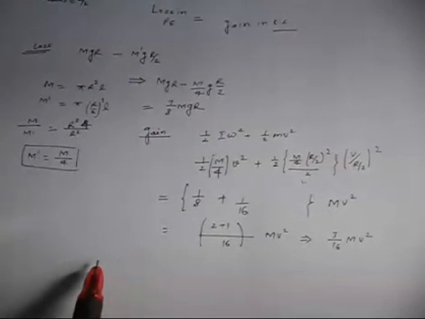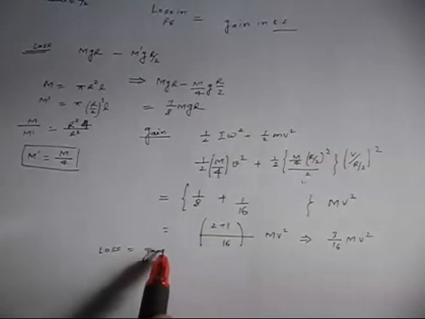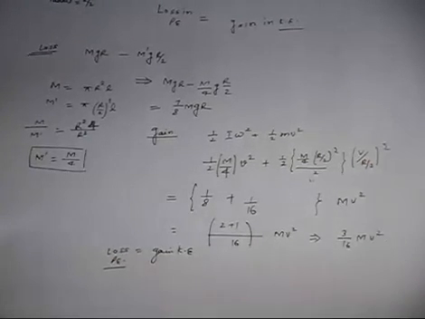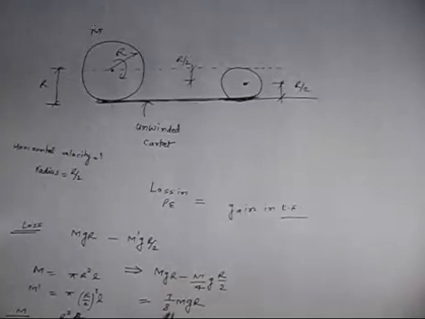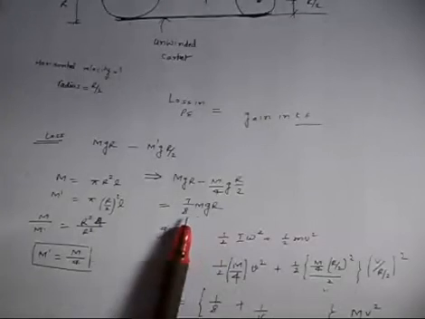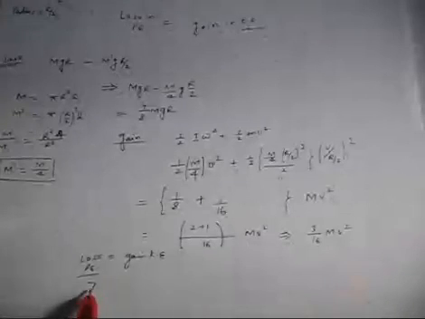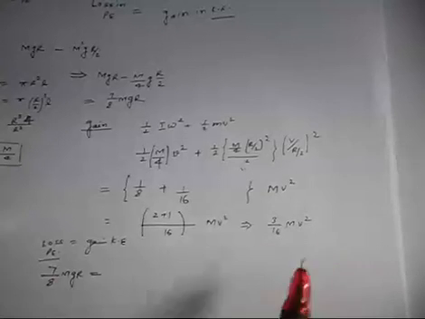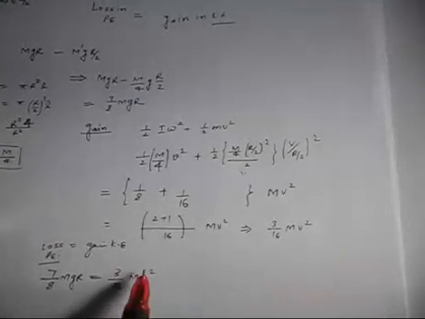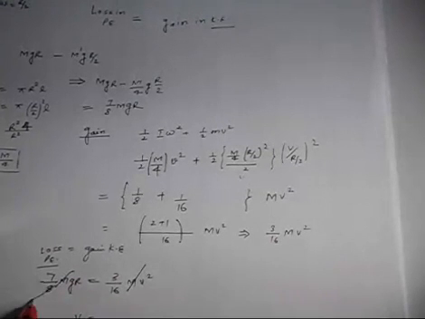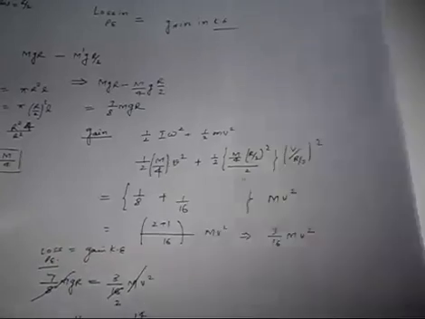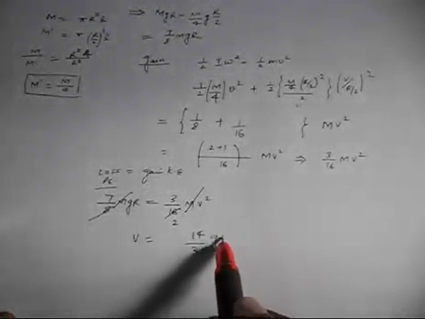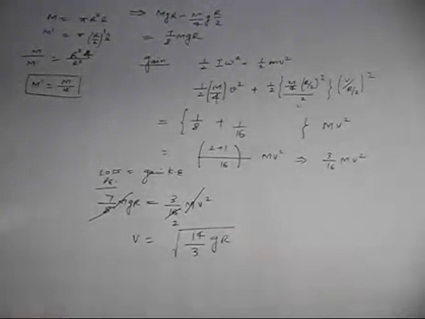Now let me equate: loss is equal to gain. So the loss in potential energy equals the gain in kinetic energy; both should be the same. We have already calculated the loss in potential energy as 7 by 8 mgr, and the gain is 3 by 16 m v square. Now m cancels out, so v square is 8 into 2, so 14 by 3 g r. So V is 14 by 3, and taking the square root, this is the square root of 14 by 3 g r.